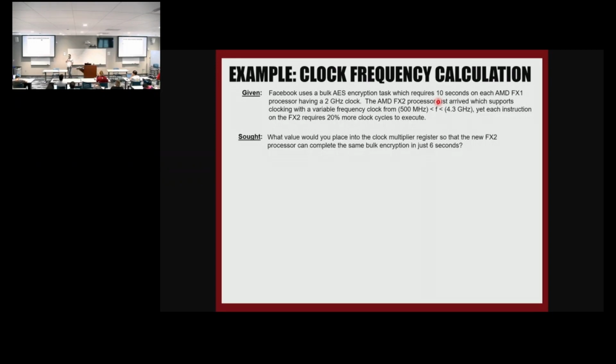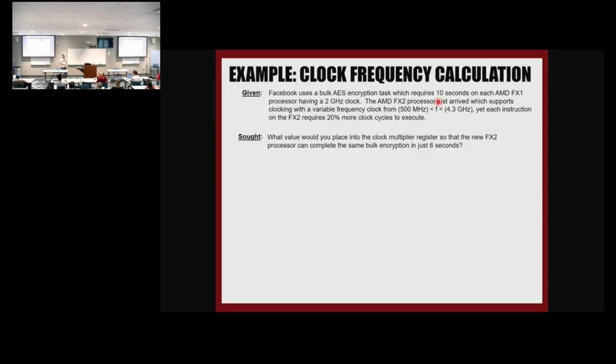Right? We have 20 gigacycles. Now we go to the next part of the question. Now we know how many instructions we need, how many clock cycles we need for this program. So what should I do in the next step? The next step, we can use the same equation to find the frequency. Well, we need to add 20%, right?